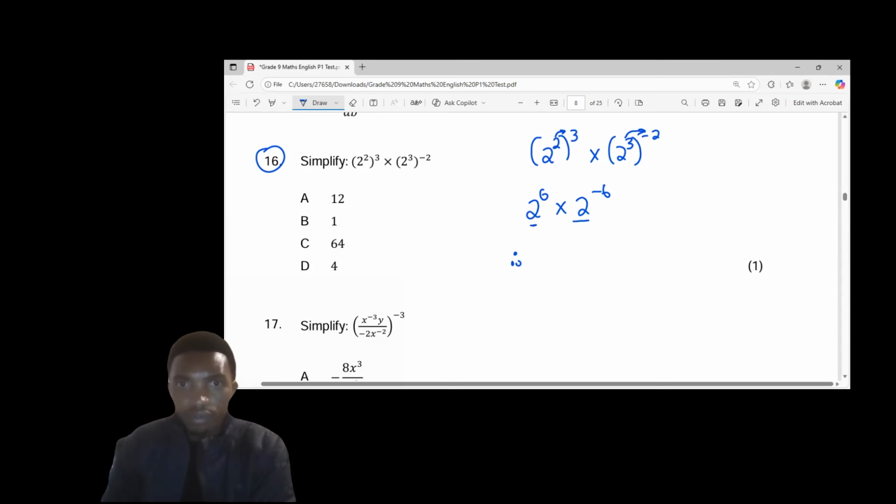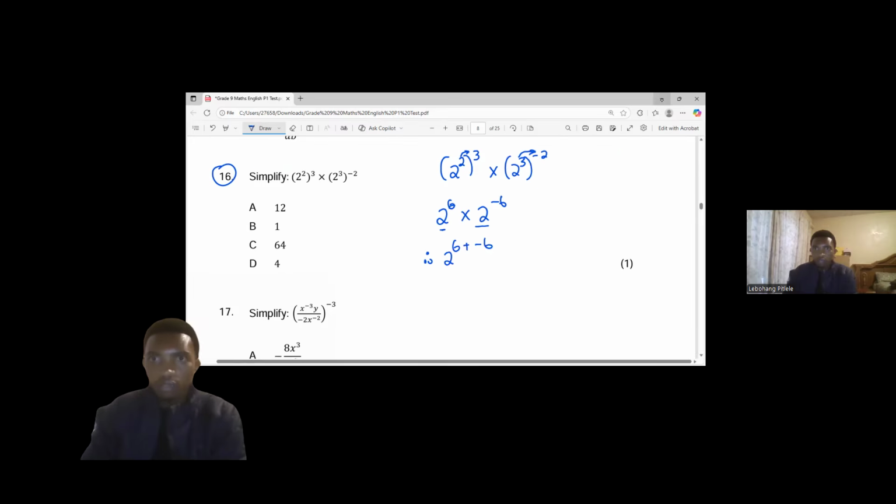If the exponents, they stay the same? No, whenever we multiply the same bases, the exponents are added, right? So you're going to have 6 plus, sorry, minus 6, right? 6 plus minus 6. Let's quickly check how much that will give us.